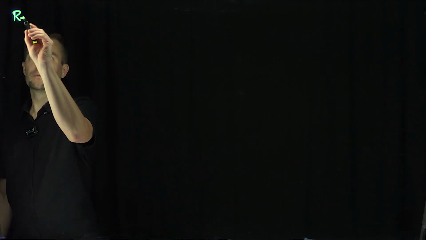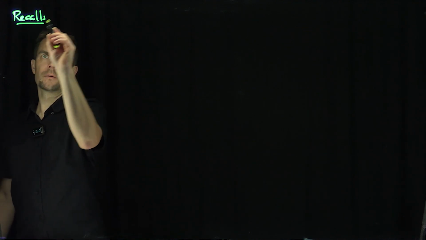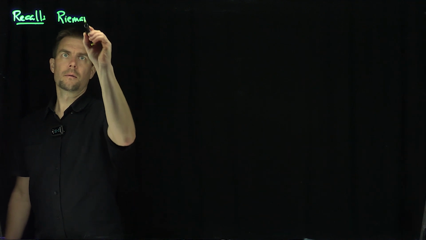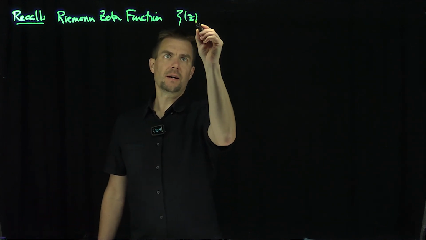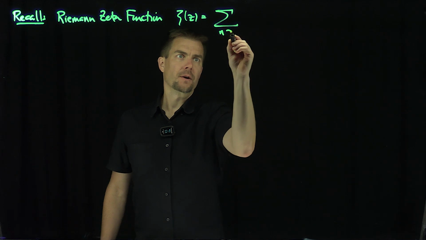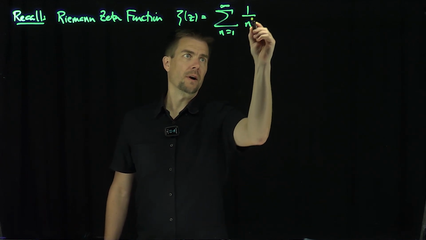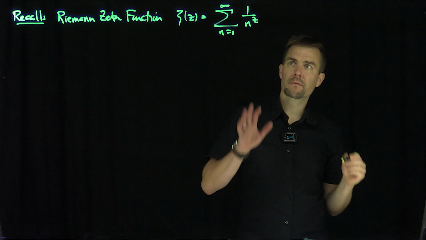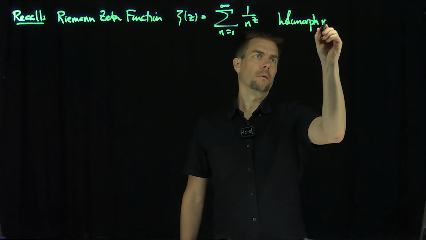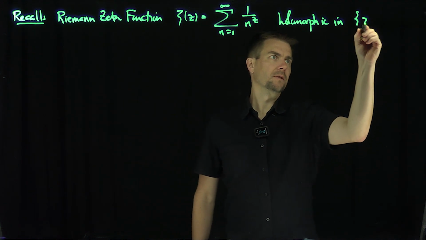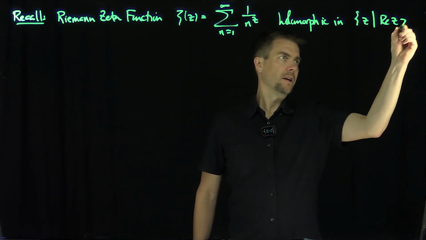Hello students, in this video we'll discuss several functional identities for the Riemann Zeta function. Let's recall, we have our Riemann Zeta function, which is zeta of z is the sum, n goes from 1 to infinity, of 1 over n to the z, right? And we know this converges, is holomorphic in the set of z such that the real part of z is bigger than 1.